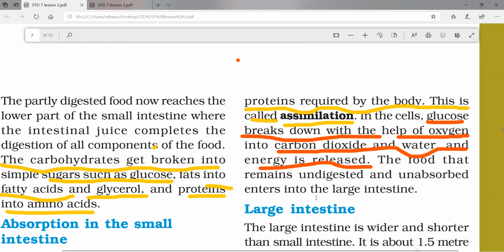So in today's video we learned about the complete digestion process in the small intestine, how the absorption takes place with the help of small villi, and assimilation of the digested food to all parts of the body. So I will take a pause here. In the next video, we will learn about the function of the large intestine.